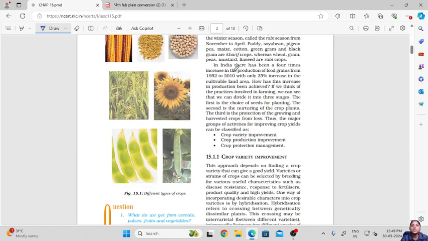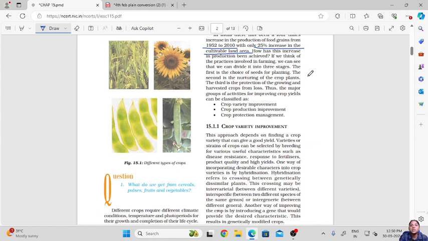So let us see. In India, there has been a 4 times increase in the production of food grains from 1952 to 2010, and with only 25% increase in the cultivable land area. Now, without much increase in the cultivable area, how were we able to gain so much increase in the production of food? So, how has this increase in production been achieved? Now let us see.